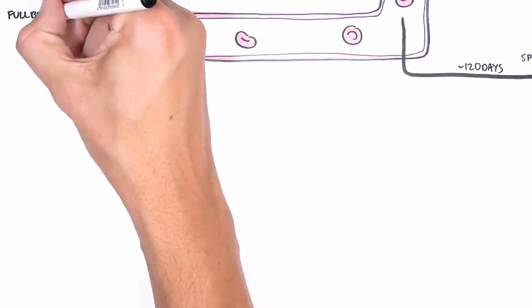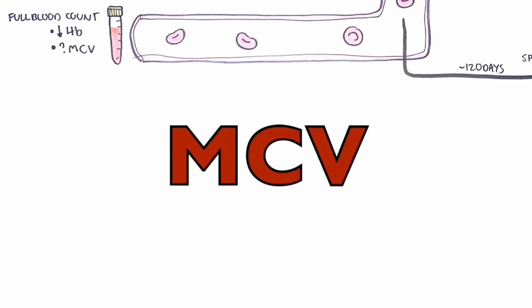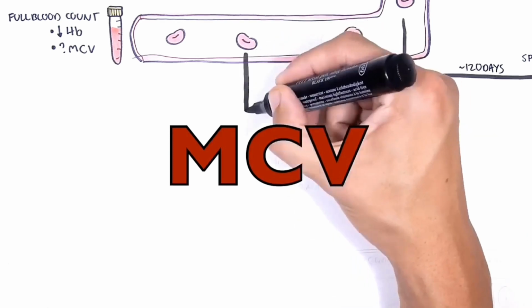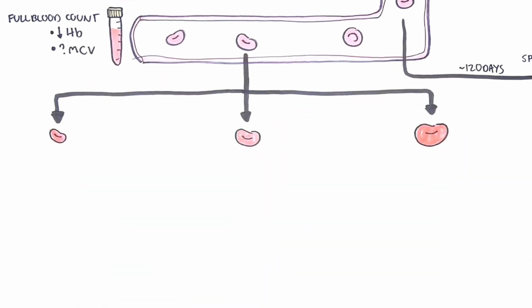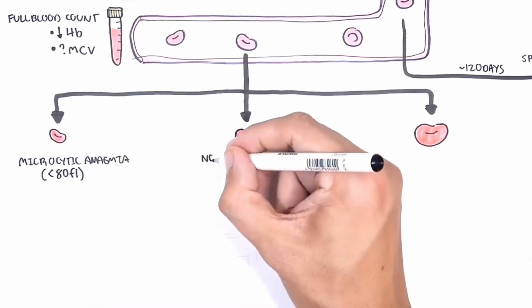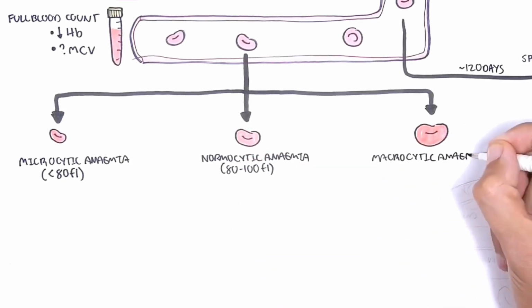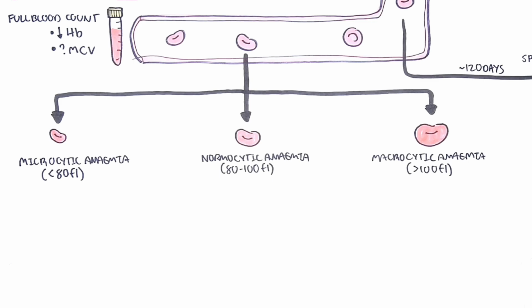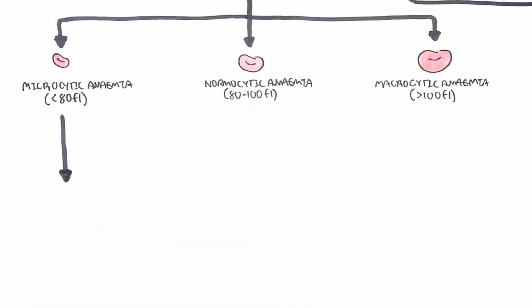Well, one way is to look at the full blood count first and look at the mean corpuscular volume. The mean corpuscular volume, abbreviated MCV, is the average size of the person's red blood cell. Therefore, one way to categorize anemia is using the mean corpuscular volume. You can have microcytic anemia, less than 80 femtoliters, normocytic anemia, between 80 to 100 femtoliters, and then macrocytic anemia, which is greater than 100 femtoliters. And these are essentially the sizes of the red blood cell.